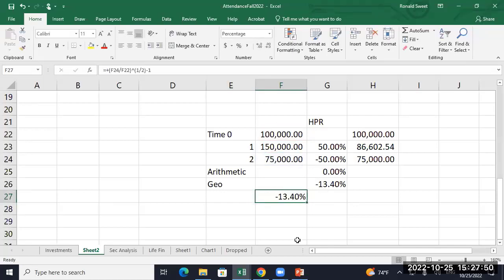The exact same number. All right. So if there's no income, we can just take the ending value over the beginning, and we've got it. If we have income, we have to make all those adjustments, but adjusted close already does that for us. All right.